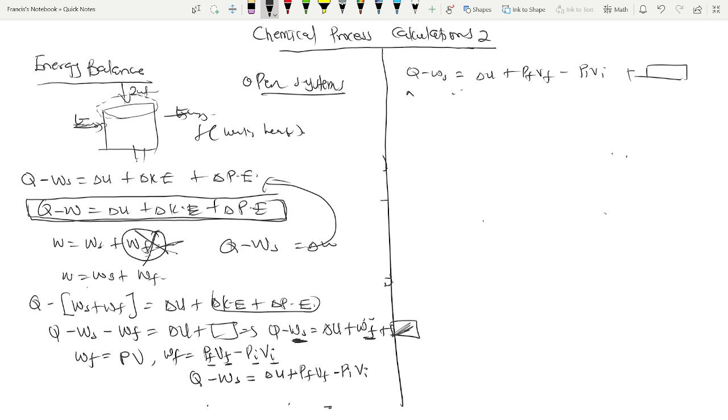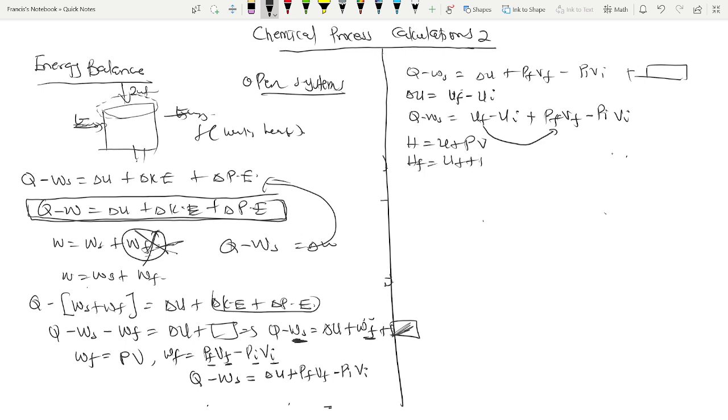Now this is change in U. So change in U is also equal to U final minus U initial. So Q minus Ws becomes U final minus U initial plus PFVF minus PIVI. So now we know that enthalpy is equal to U plus PV, right? So that means our UF plus our PFVF will give us HF, which is equal to UF plus PFVF. And UI plus PIVI also gives us HI, which is equal to UI plus PIVI.